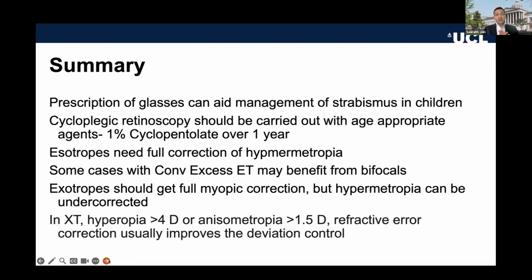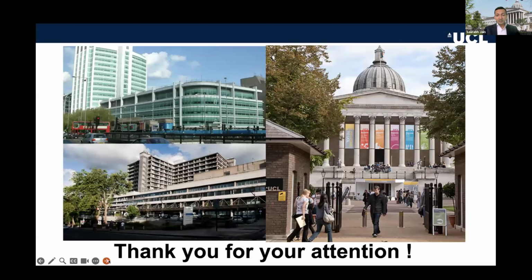So just to summarize, prescription of glasses can aid management of strabismus in children. When we cycloplege them, we use 1% cyclopentolate over 1 year. Esotropes, full correction of hypermetropia. Exotropes, full correction of myopia, as little plus as possible. About a third of convergence excess ET patients benefit from bifocals. Thank you very much for your attention.